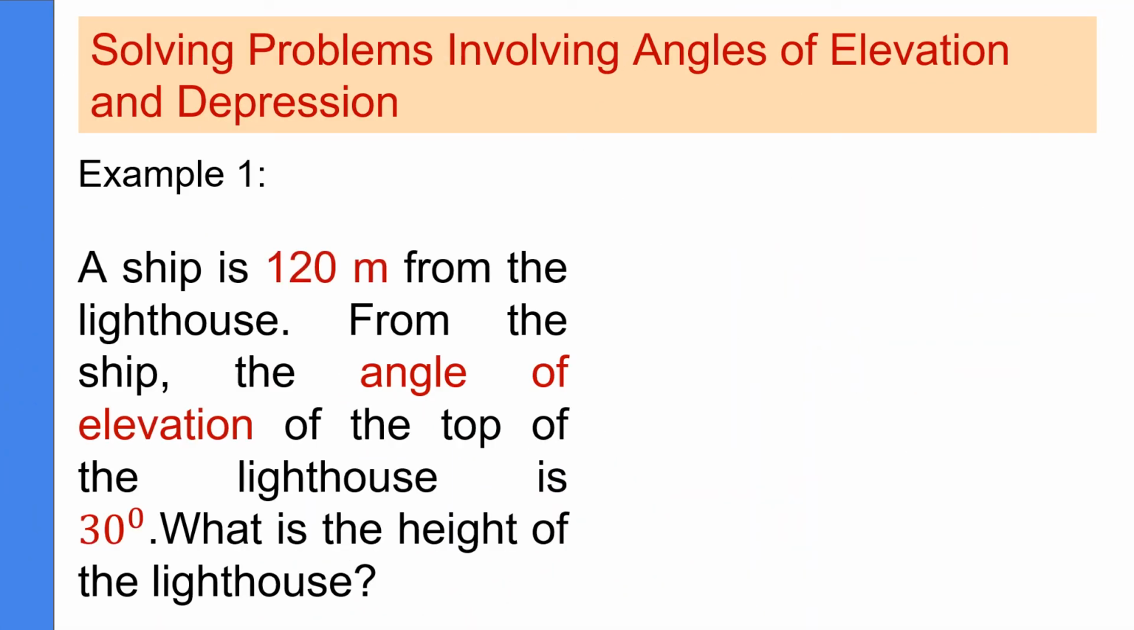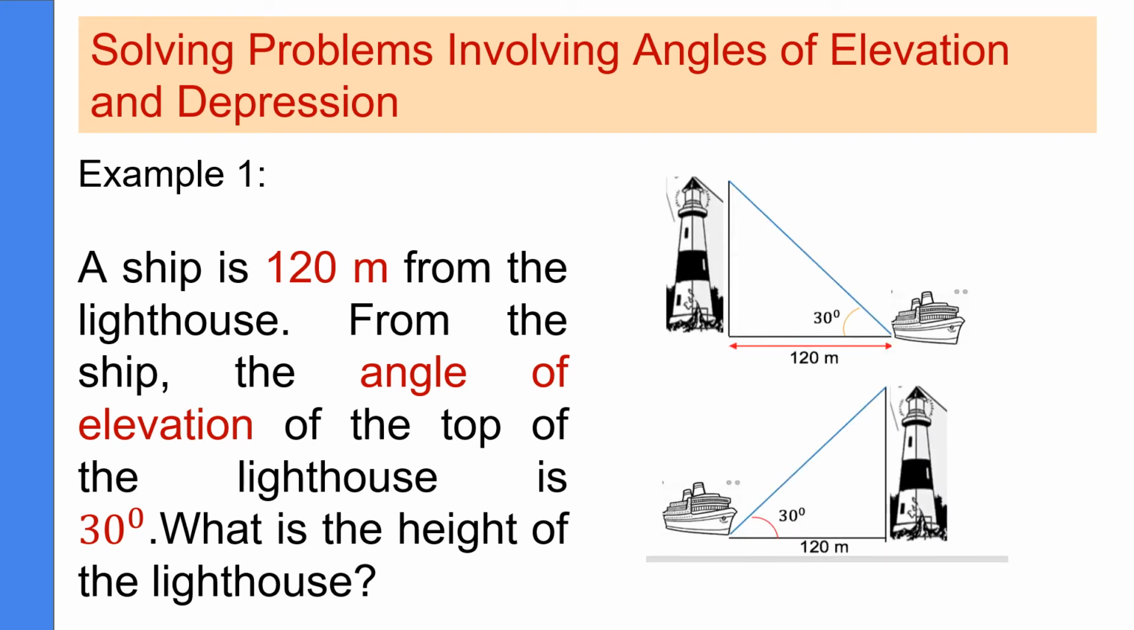So let us have example number 1, which is our example a while back. But now we are going to solve it. A ship is 120 meters from the lighthouse, and from the ship, the angle of elevation of the top of the lighthouse is 30 degrees. What is the height of the lighthouse? So in here, illustrating it, we are going to solve for the height of the lighthouse.